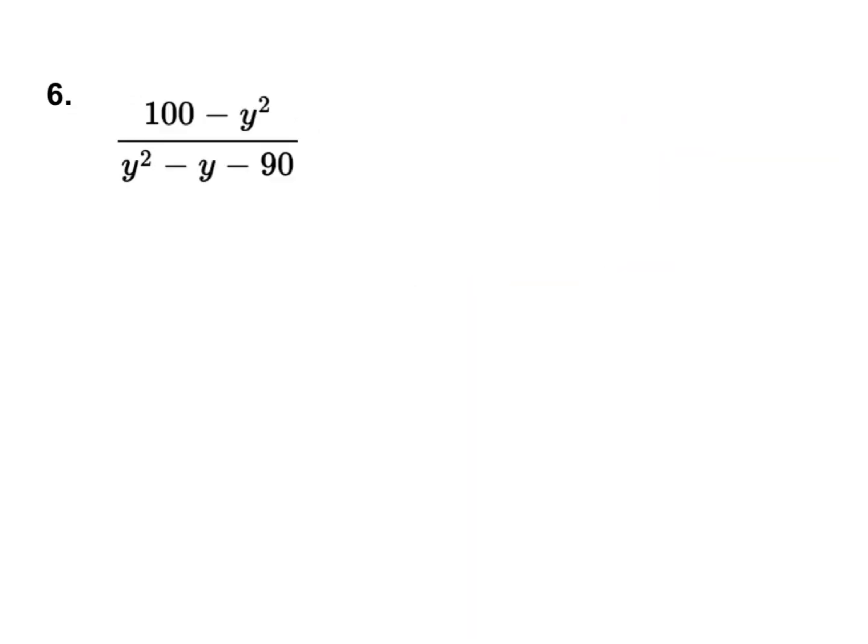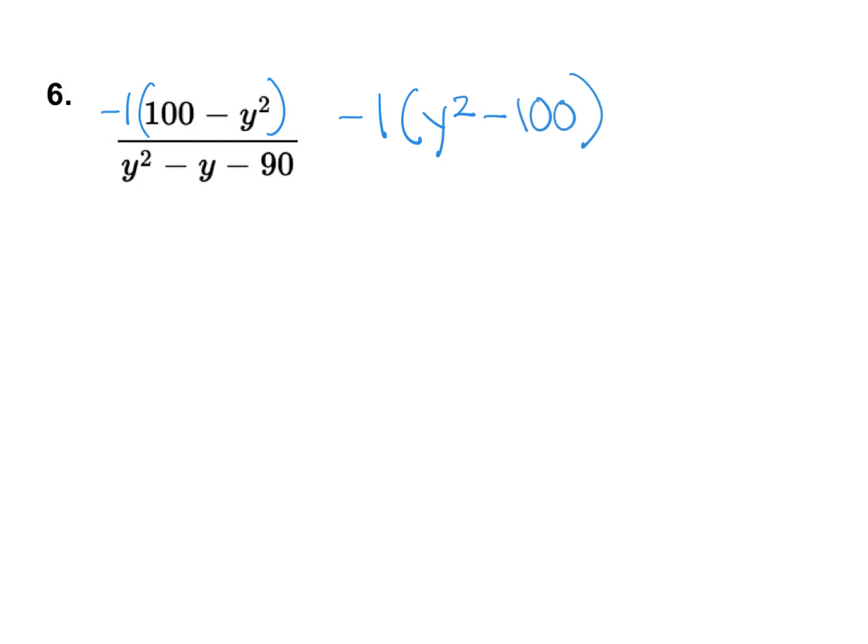All right, for our last example here, we've got 100 minus y squared on the top. Well, in order to factor that, we would want to have a positive y squared. So again, we're going to factor out a negative 1. So we'll have a negative 1 times, I'm just going to rearrange these right here, y squared minus 100.